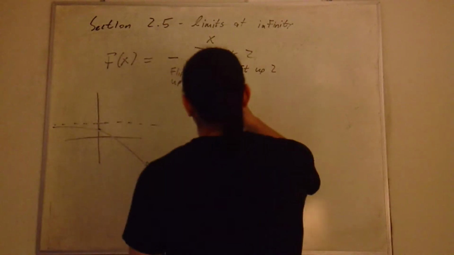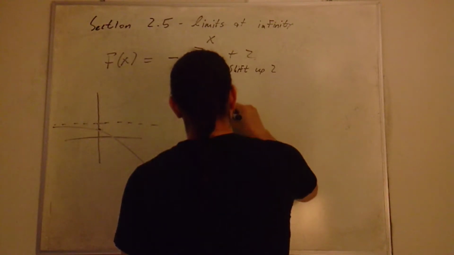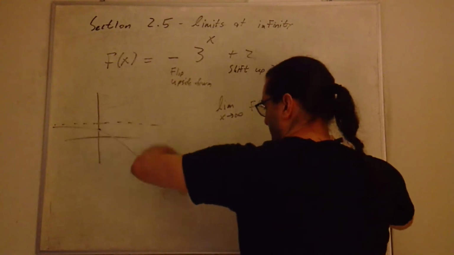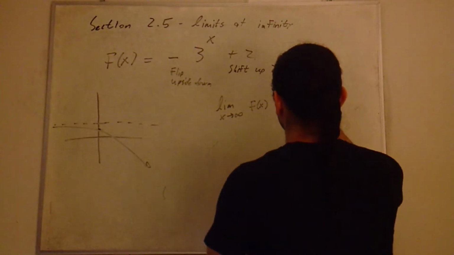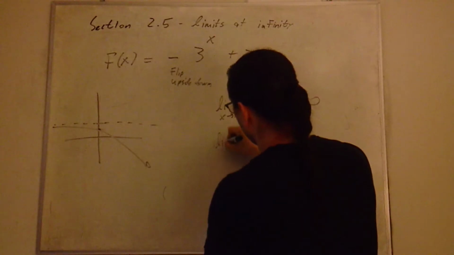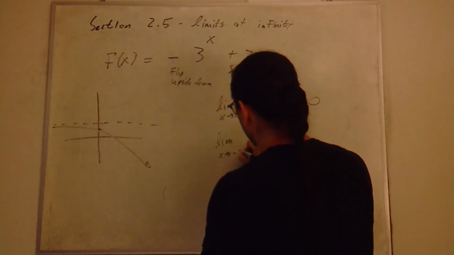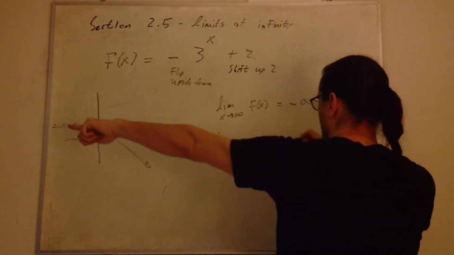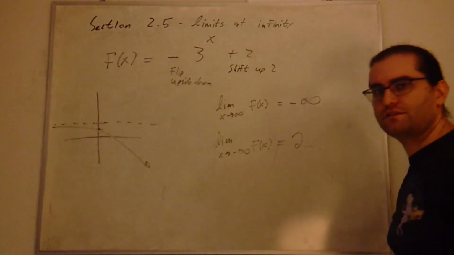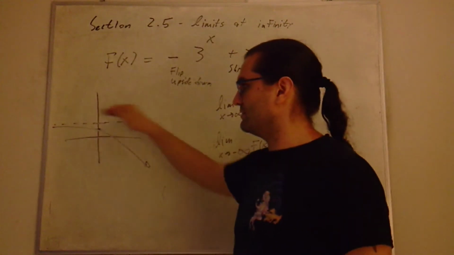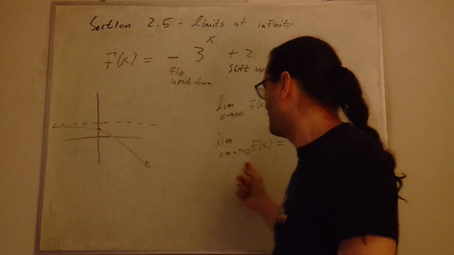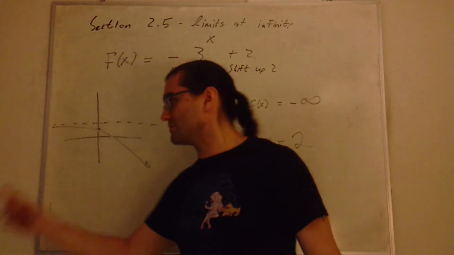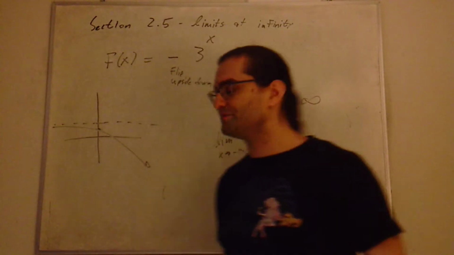So, if I want to talk about the limit as x approaches infinity of f of x, the end behavior in the positive direction is going to be negative infinity, and the limit as x approaches negative infinity of f of x should be 2. That's where that horizontal asymptote kicks in on the back end out there. We're going to get 2 the further we go this way. It's going to look more and more and more like the number 2.